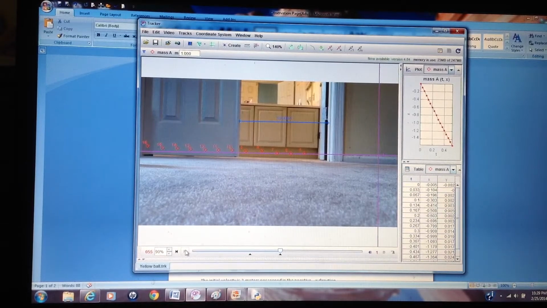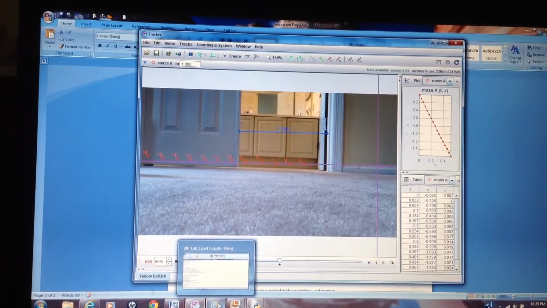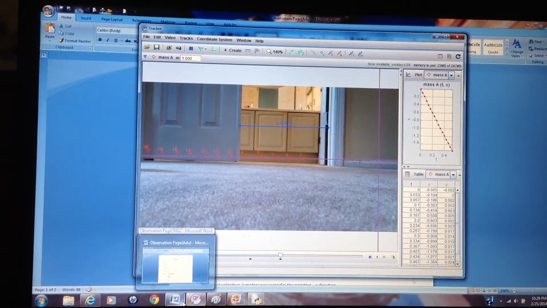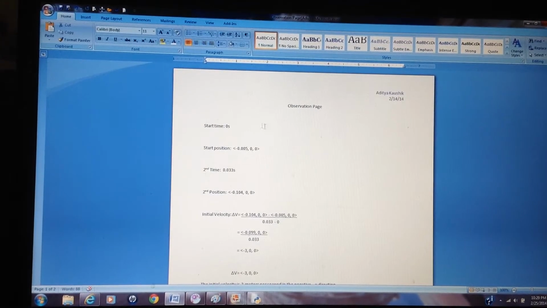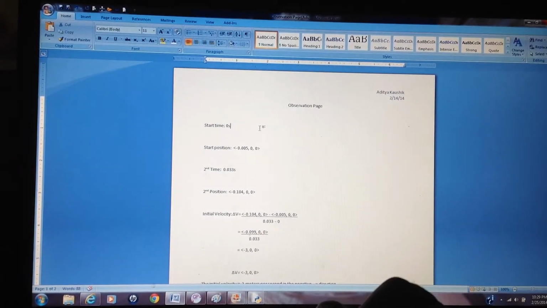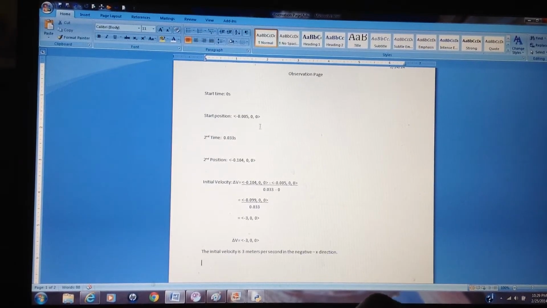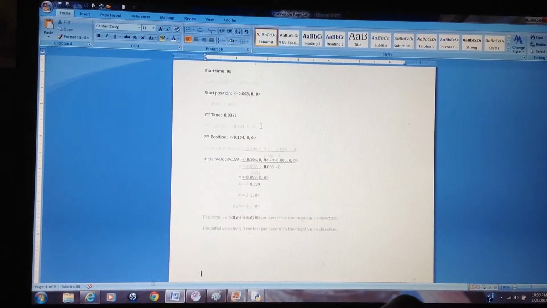Next, I modified the startup program. But before I could modify the startup program, I had to first compute the velocity. Here is my start time and my corresponding start position. Here's my second time and my corresponding second position. Using the formula to find initial velocity, we discover that it is in fact the vector -3, 0, 0, or 3 meters per second in the negative x direction.